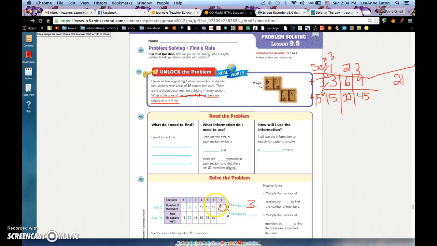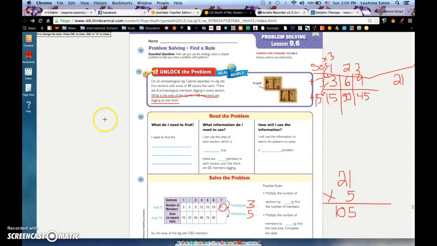Now how do we get from the number of members to the area in square feet? Well, we see 3 to 15, that's multiplied by 5. 6 to 30, multiply by 5. 9 times 5, 45. And so on and so on. So we can just simply do 21 times 5. And when you do this, you're going to get 105. So we're going to put multiply by 5 here.